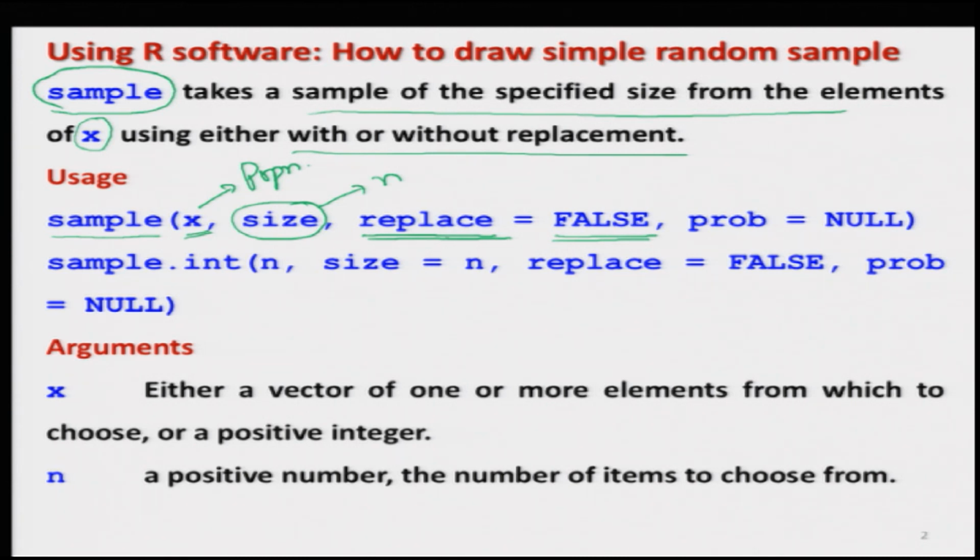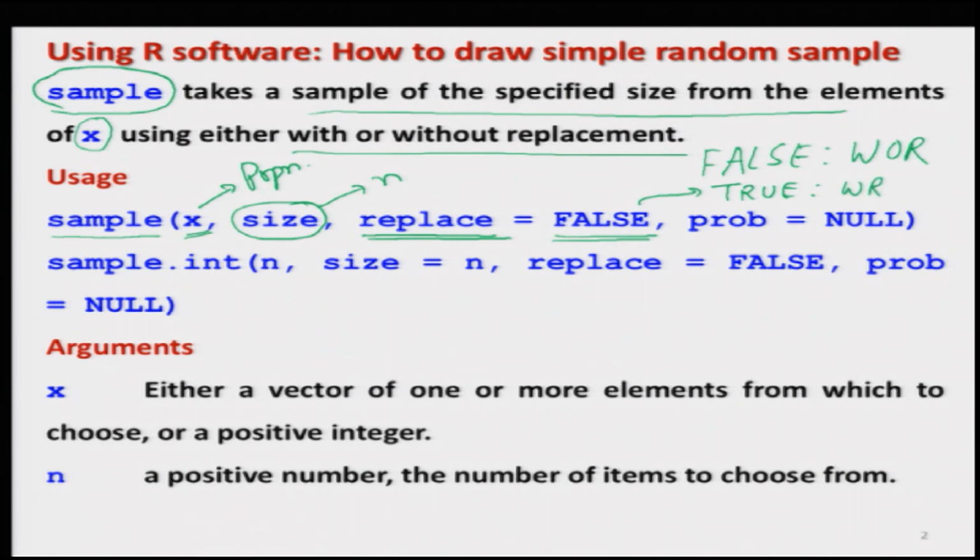If you try to read it here, replace is equal to false. That means it is trying to say please do not replace. So, once you use the option false, that corresponds to do not replace, that is without replacement. And when you use replace is equal to true, that means yes, you want replacement. So, this is WR, with replacement.